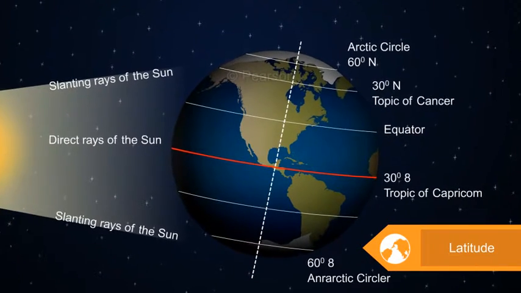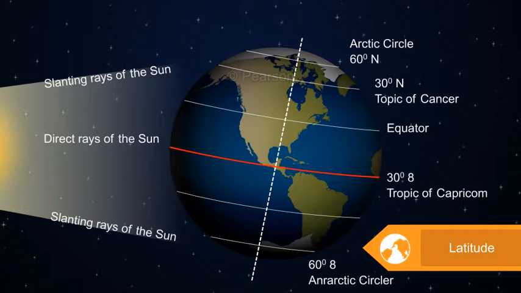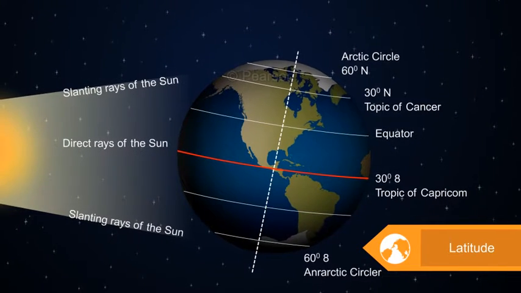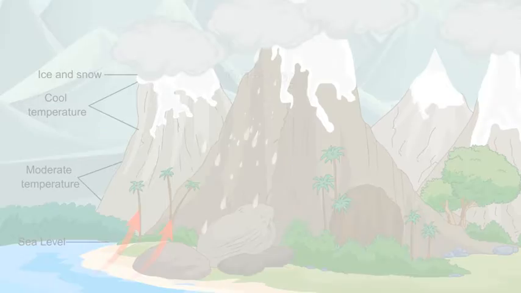Latitude, or the distance from the equator, affects the climate of a place. Low latitudes or places located at or near the equator experience more heat because they get direct sunlight as compared to the high latitude places or the places located far from the equator.